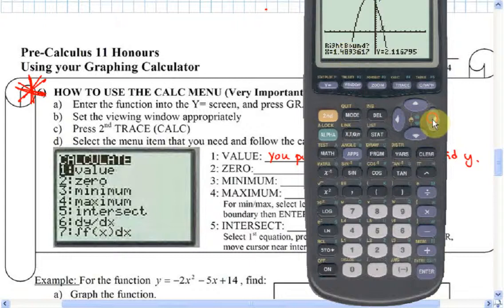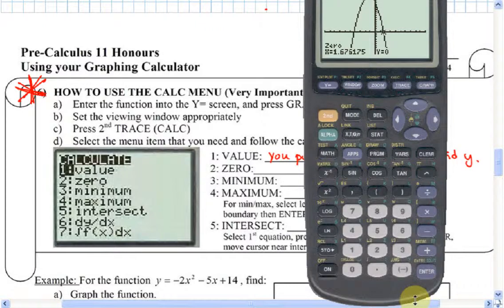So then I want you to move your cursor to the right of the 0. Doesn't matter how far you move. Press enter. And you see how you have these two arrows? So you're saying to the calculator, I think the 0 is between these two values. Go find it. So you have to give it a guess. I'll just press enter. And the calculator thinks. There's the 0.